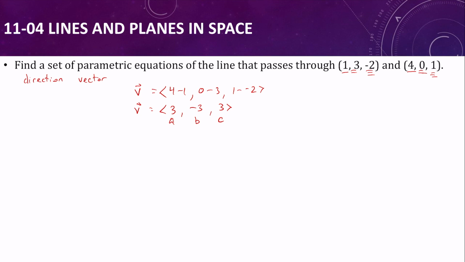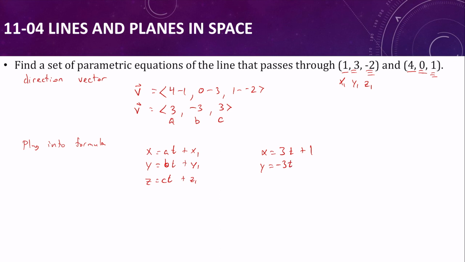Now we have enough to plug into the formula. x equals at plus x1, y equals bt plus y1, and z equals ct plus z1. So a was 3, t, and we just need to pick one of the points. Let's pick the first one as x1, y1, z1. It doesn't matter. If you use the second point, you'll also get the equation of the line. It'll just look different. If you pick different values of t, then you get the other one. B is negative 3, and y1 is 3, c is 3, and z1 is negative 2. So that is our answer.